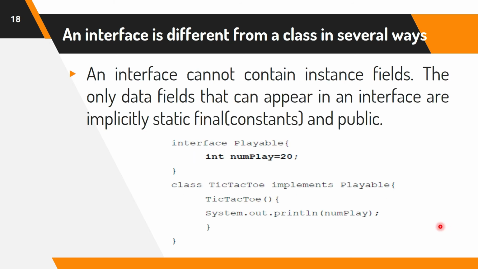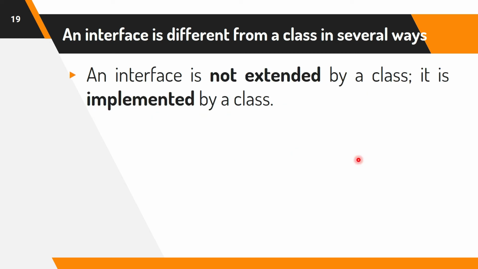An interface cannot contain instance fields or instance variables. And if there are variables, they can appear in an interface as implicitly static, final, or constants and public. So kung magsiset tayo doon ng instance variables, it is already final or a constant value. An interface is not extended by a class. It is implemented by a class.